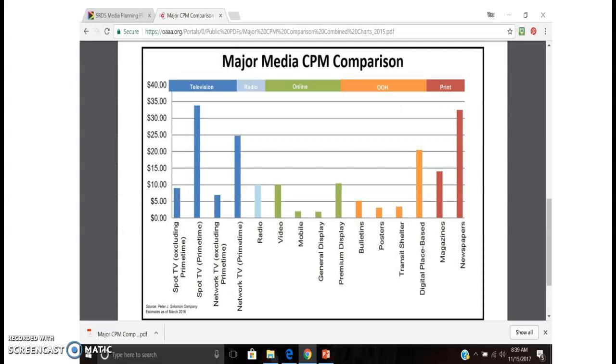In terms of the CPM comparison now among media, we've shown this chart a number of times so far in the lectures, but this is a major media CPM comparison. You've got television on the left, then radio, online, out-of-home, and on the right is print. And you'll see the magazine CPM, which is for a full-page color ad, averages a little less than $15 a thousand. So it's definitely not the least expensive, but it's not the most expensive in terms of CPM.